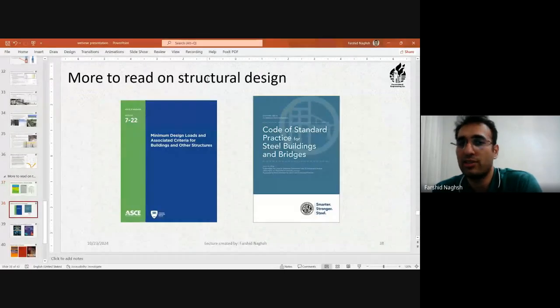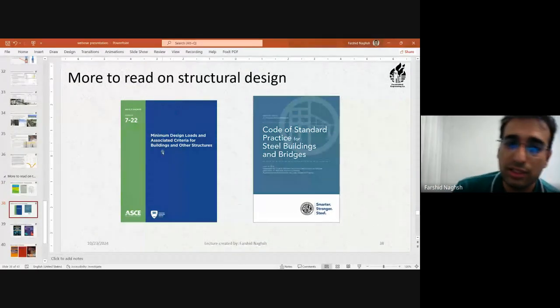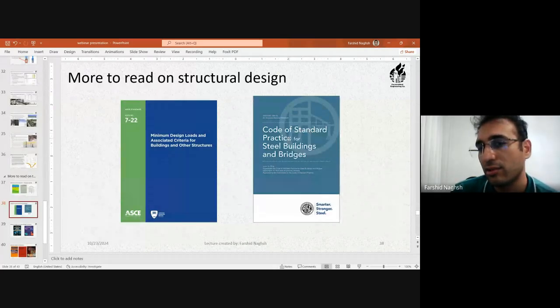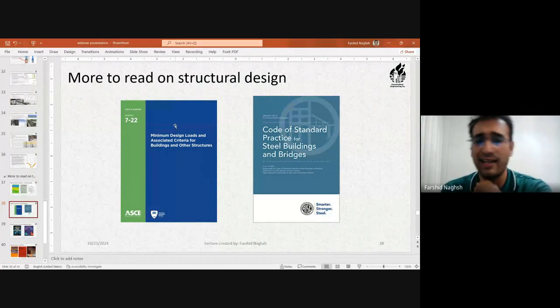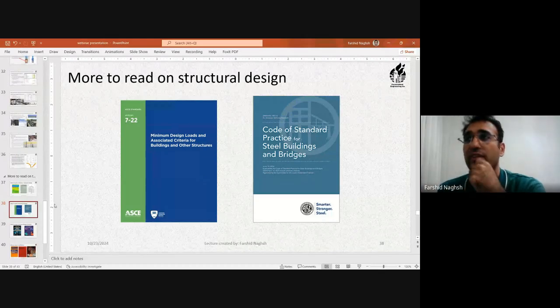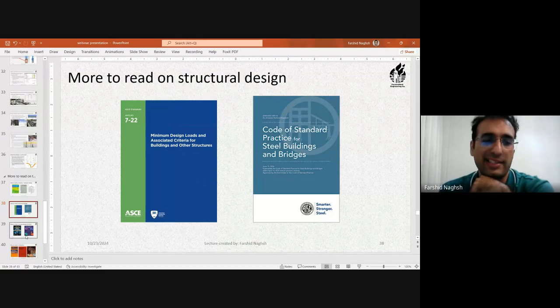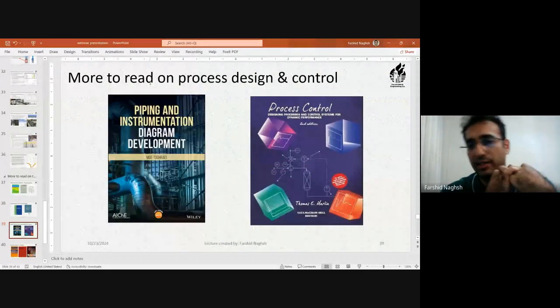Also, on structural design, load combinations, and methods of analysis, you can use structural codes, ASCE 7, and also the Code of Standard Practice for Steel Buildings and Bridges. These two in combination can help you design and analyze the casing of the radiant section, convection section, and the stack.